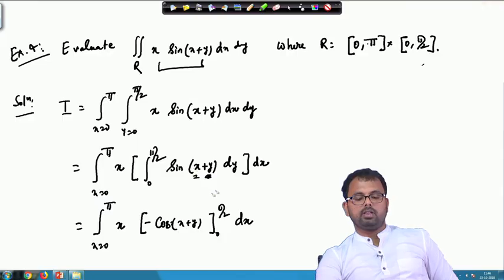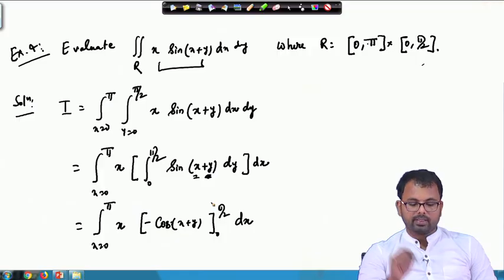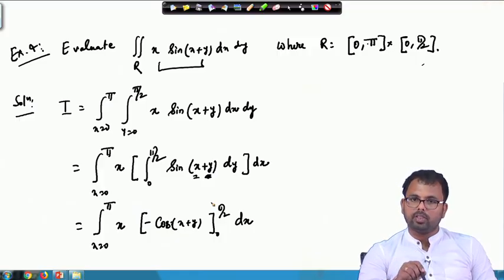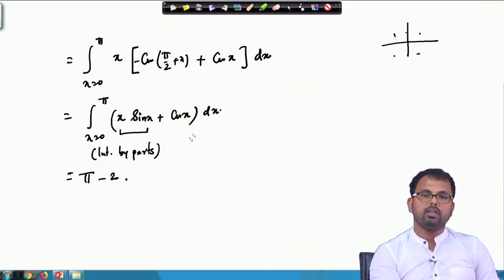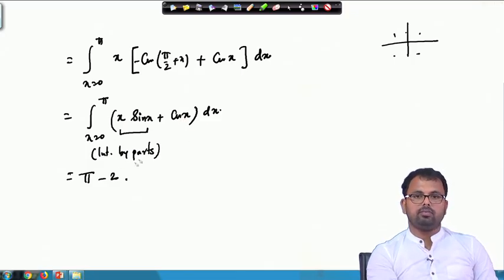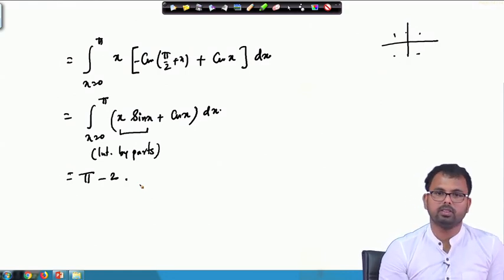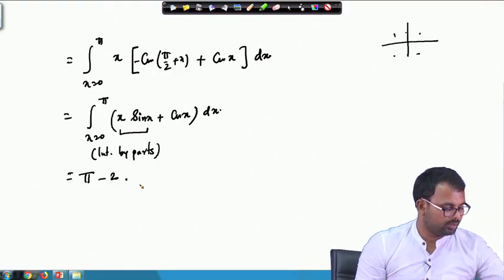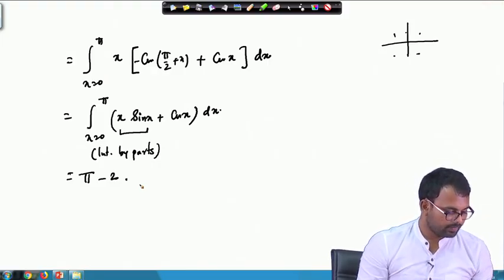Here also we started with a given double integral. We started with treating x as constant, and we integrated with respect to y first, and afterwards we integrated with respect to x. And if you do this integration by parts, then ultimately you will obtain pi minus 2 as the answer. So, this was one such example where we used this repeated integral method.